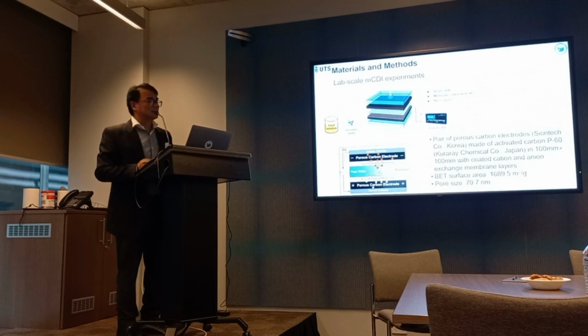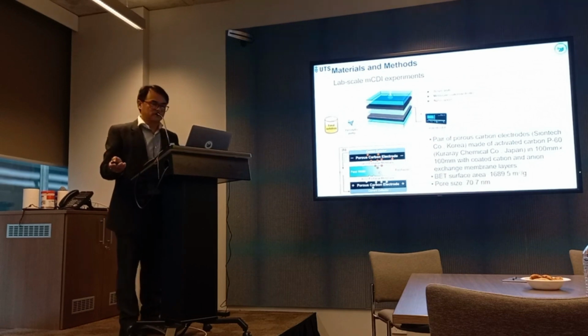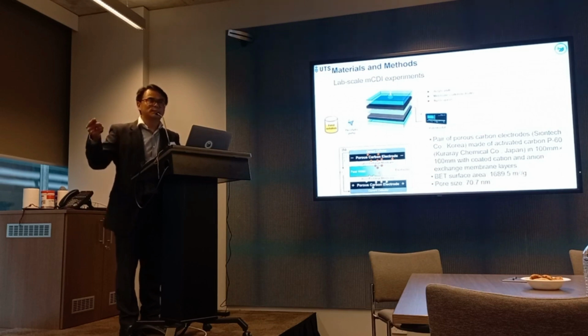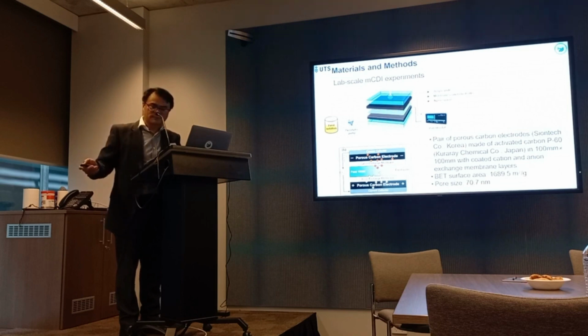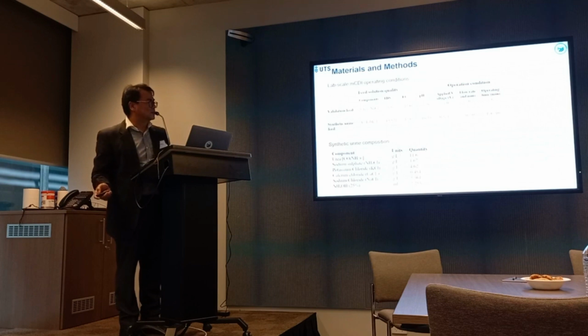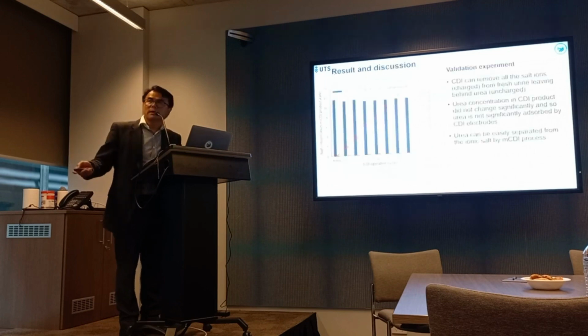So this is the CDI stack that we use in the lab. So this is the process. I don't want to describe it, maybe many of you know this. We have a cathode and anode, the cathode is negatively charged and the anode is positively charged, and so the ions get attracted to each electrode, and they are removed that way, separated. So these are some of the operating parameters that we used. Of course, we did this with synthetic urine.